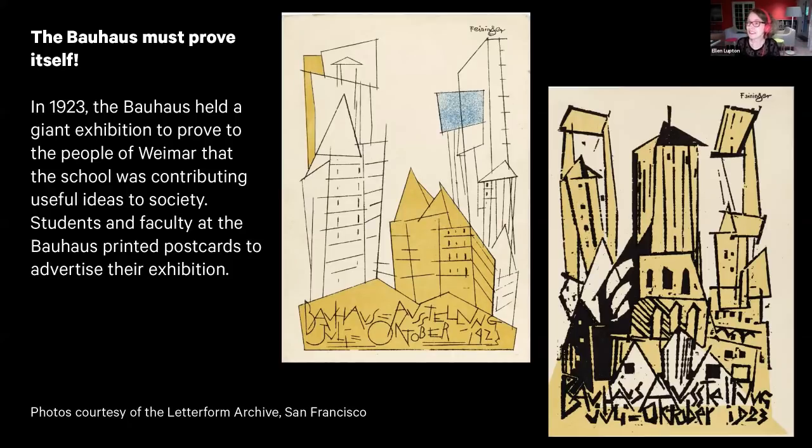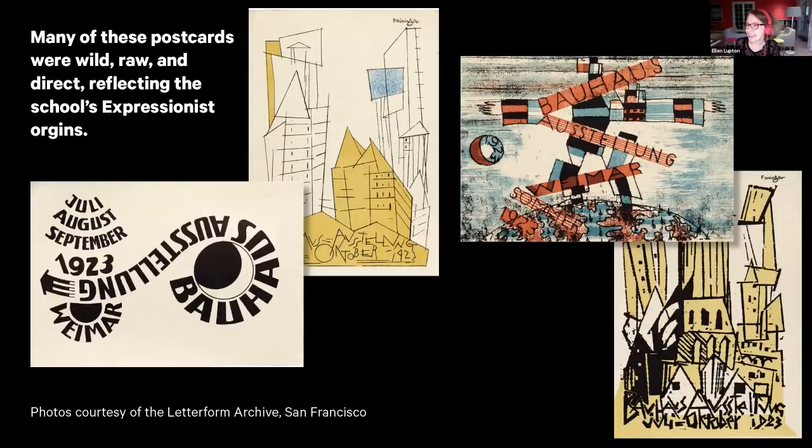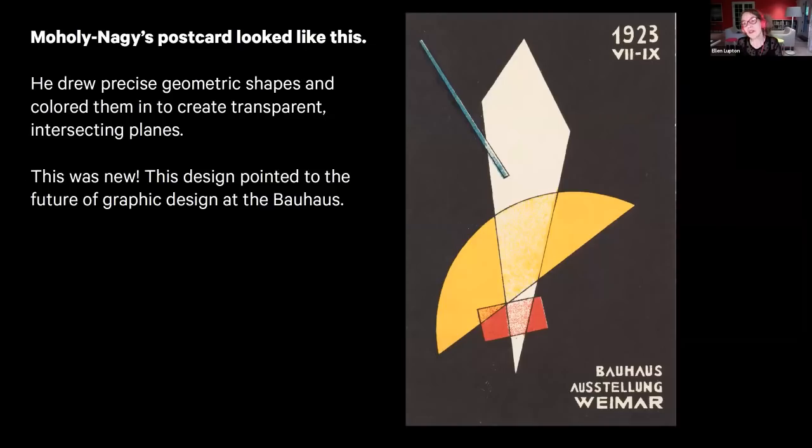And a lot of the students and faculty created these beautiful postcards to promote the Bauhaus. A lot of them looked like this, which were very expressionistic and reflected the influence of Itten and of artists like Kandinsky and Klee, who were older abstract artists teaching at the school. Moholy-Nagy's postcard looked like this. And Moholy-Nagy was the new guard, much younger, often mistaken for a student. And he brought this new constructivist influenced abstraction to the school.